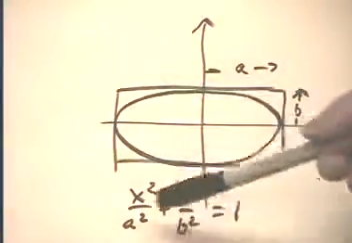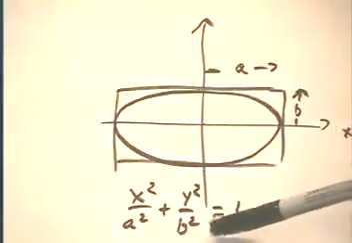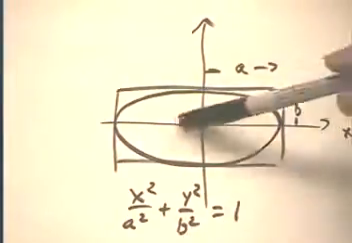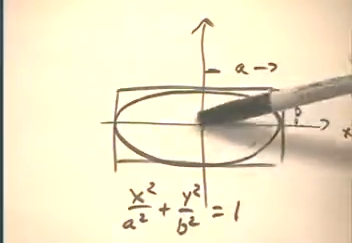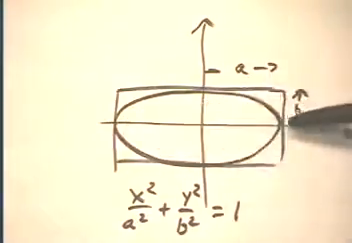If we start with the ellipse x squared over a squared plus y squared over b squared equals 1, sketch the standard rectangle that we've seen several times, and we want to express the equation of an ellipse with the same values of a and b, that is, the same dimensions.